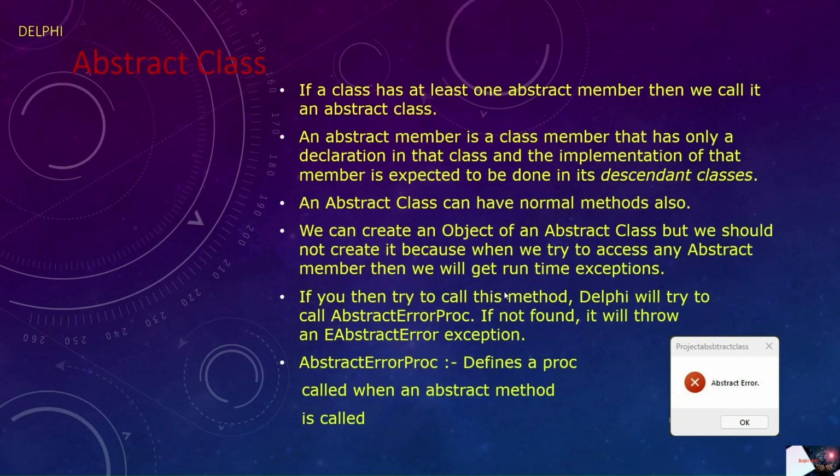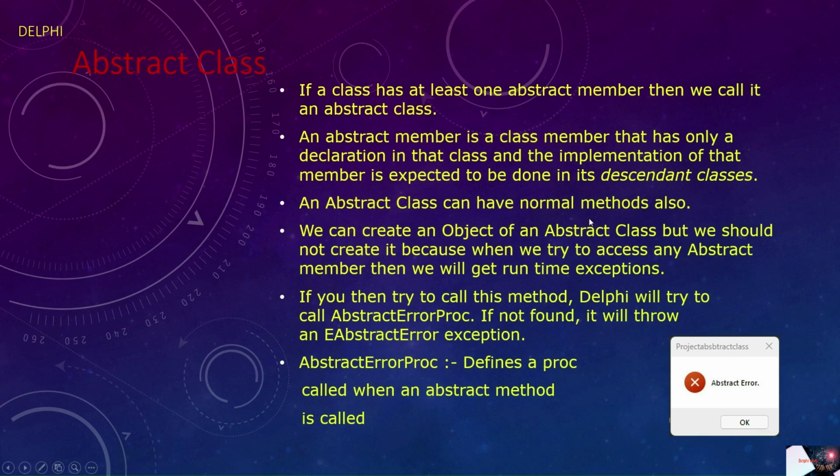If a class has at least one abstract member, then it is called an abstract class. An abstract member is a class member that has only the declaration in the class, and the implementation of that member is expected to be done in the child class or descendant class. An abstract class can have normal methods also, because in that class we can have abstract members and non-abstract members. If we have at least one abstract member, it becomes an abstract class.